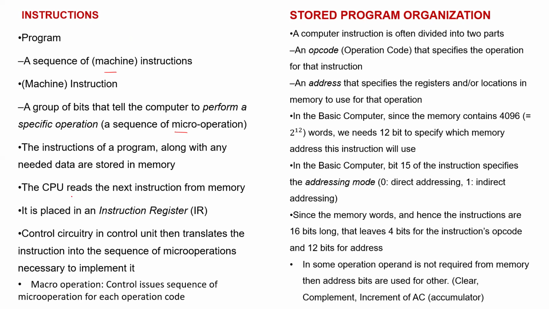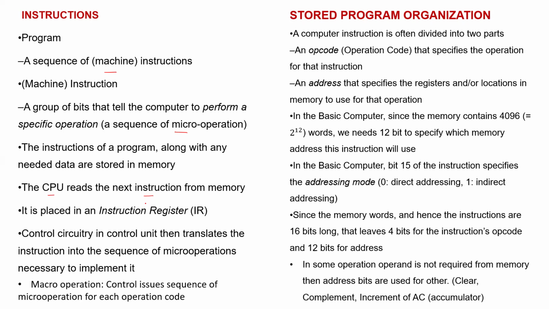The CPU, the central processing unit, is going to read the instruction from the memory. The instruction is available in the memory, and from a particular address this instruction will be taken. After that, there will be three main steps: the first is fetching, the second is decoding, and the third is execution.